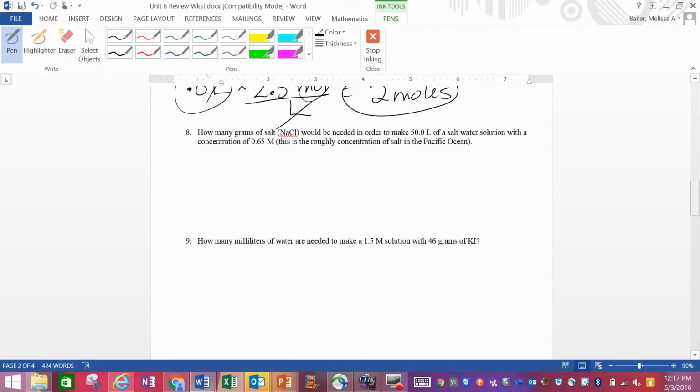Number 8. How many grams of salt do you need to make 50 liters of salt water with a concentration of 0.65 molar? By the way, that's roughly the concentration of salt in the Pacific Ocean. Cool. Added a little context there. Snuck it in. All right. 0.65 moles per liter times 50 liters. How many moles is that in that amount of water? That's 32.5 moles of NaCl.